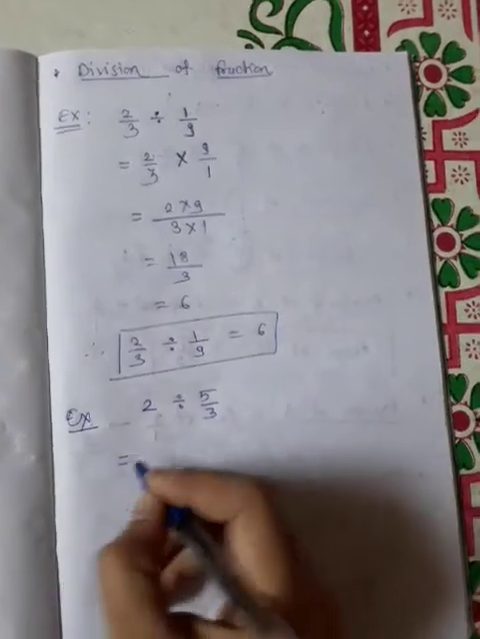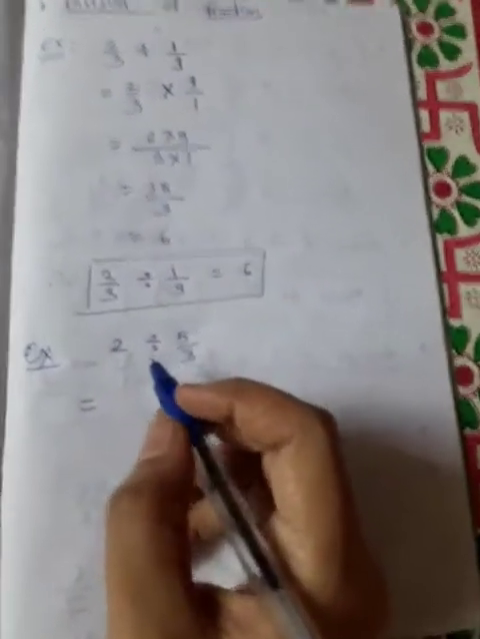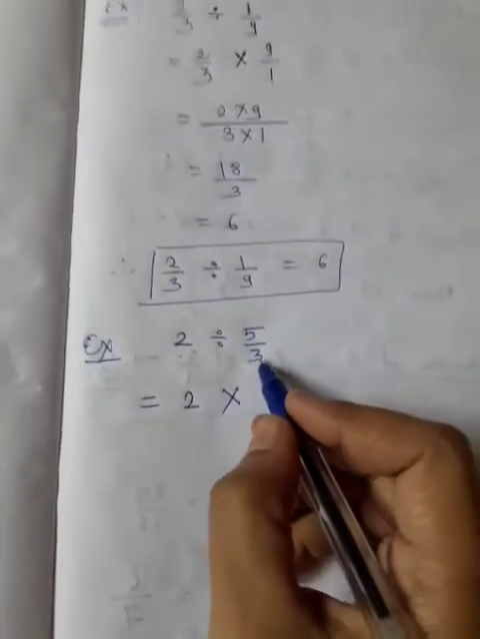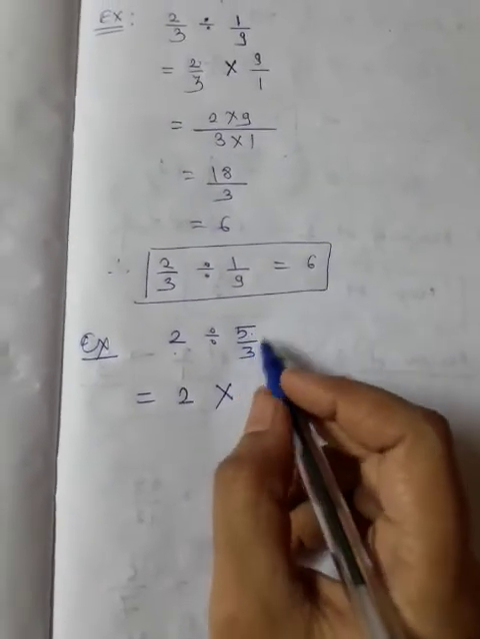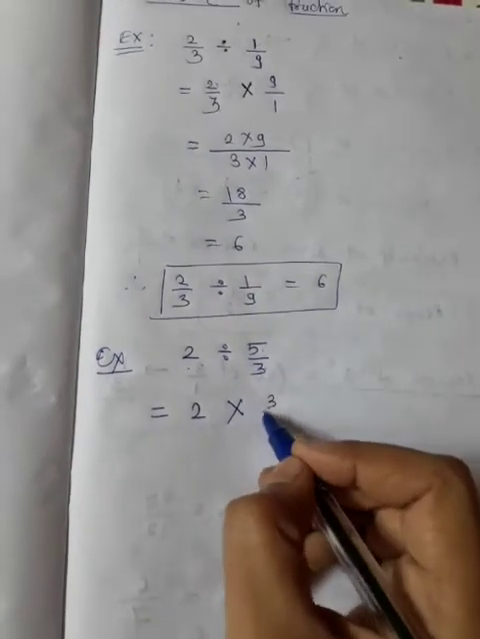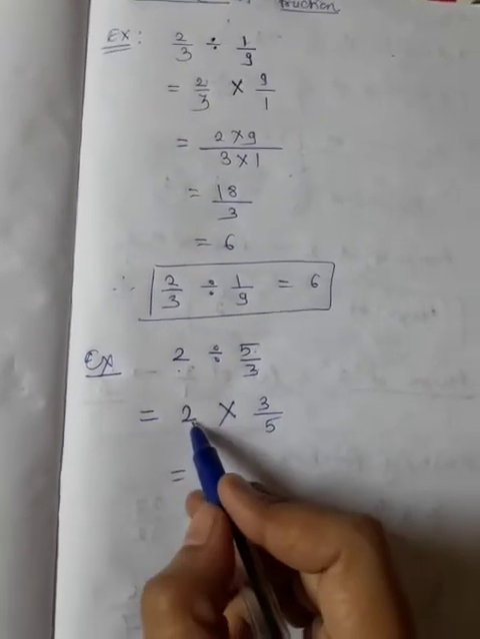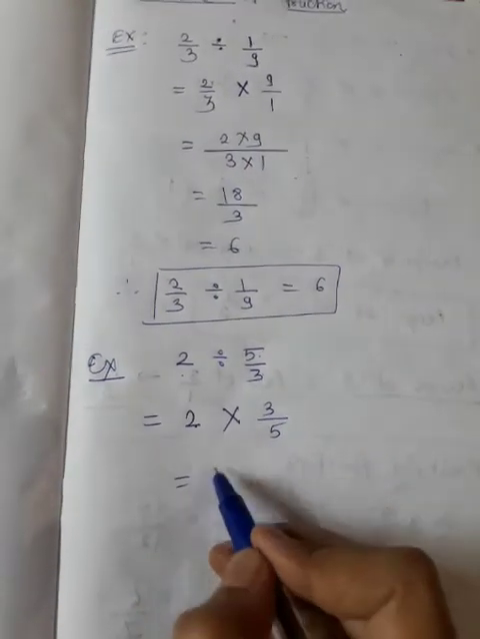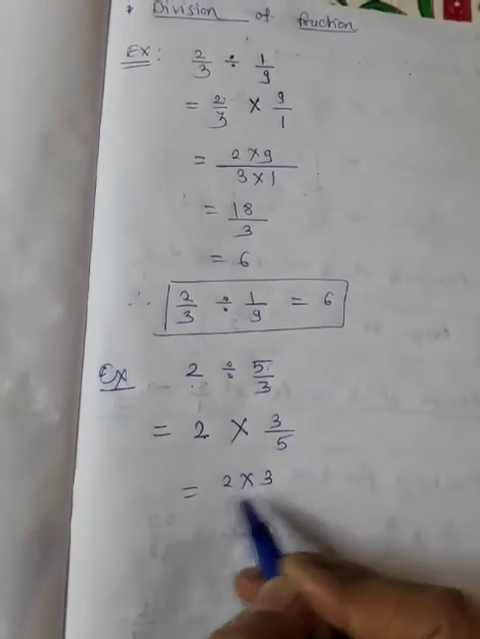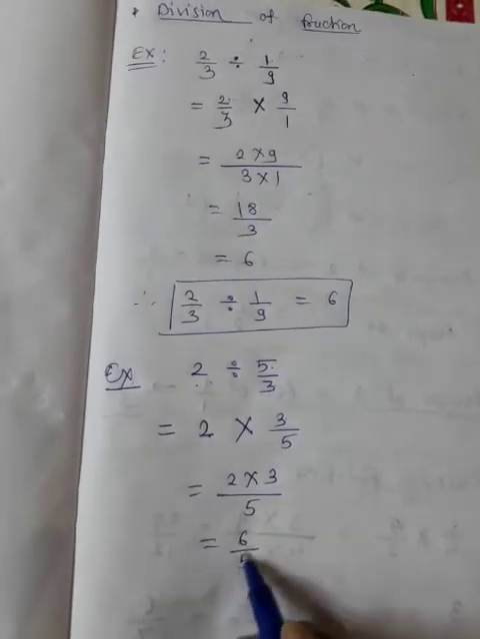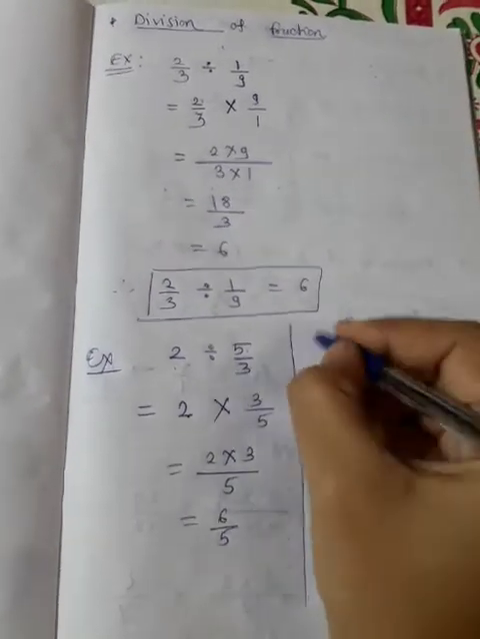See here, we have to divide 2 by 5 by 3. So write the first number as it is, change the division sign to multiplication, and write the reciprocal of the next. The reciprocal of 5 by 3 is 3 by 5. And we know how to multiply a number by a fraction. So first 2 multiplied by 3, and in the denominator write 5. So we get 6 by 5.